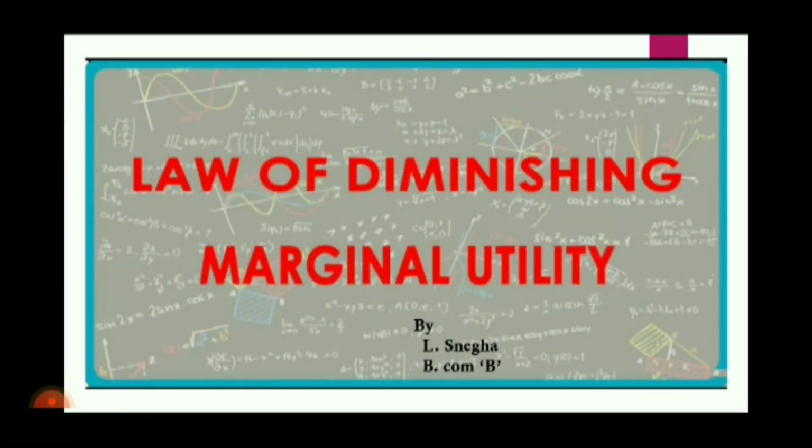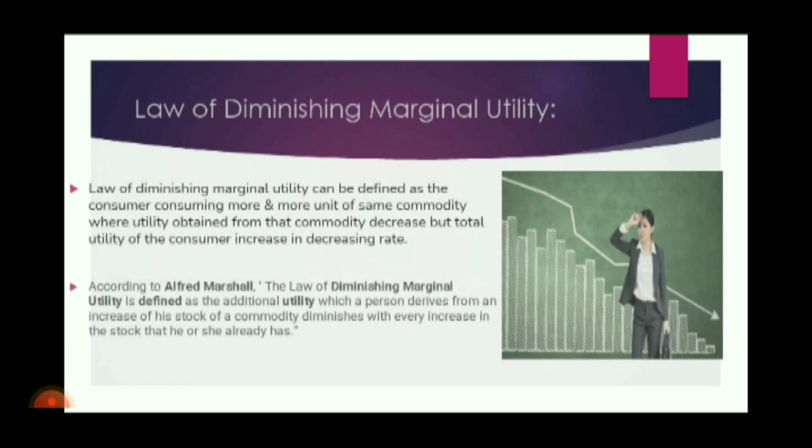I'm here to explain the law of diminishing marginal utility. Let us see the meaning of the law of diminishing marginal utility. It can be defined as the consumer consuming more and more units of the same commodity, where the utility obtained from that commodity decreases. However, the total utility of the consumer increases at a decreasing rate.